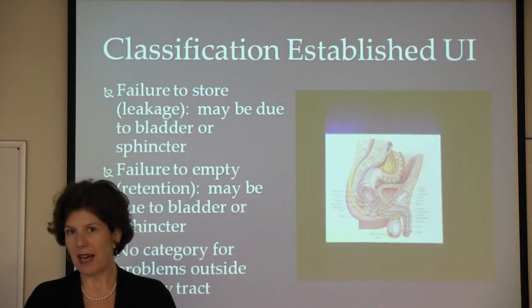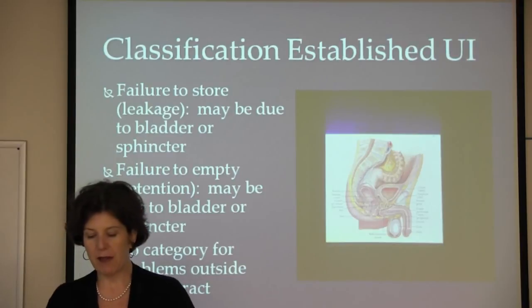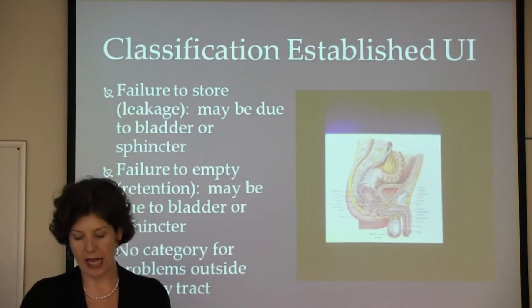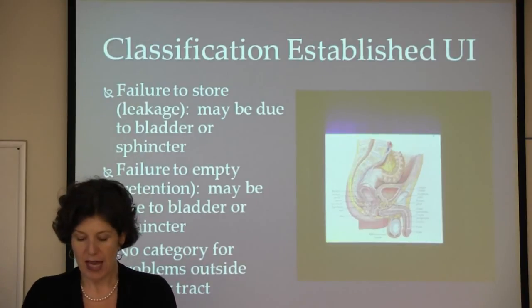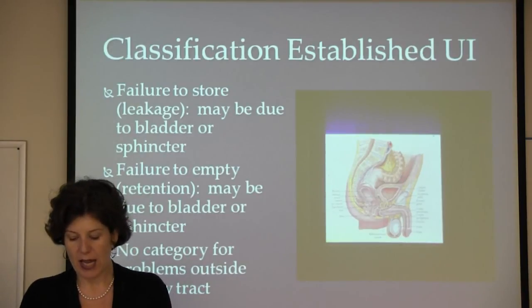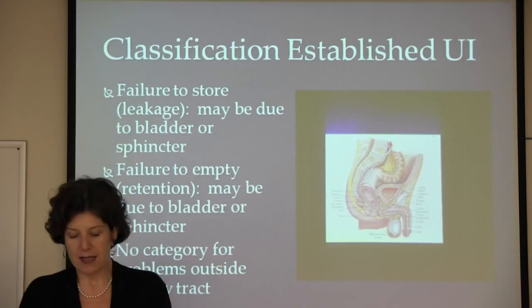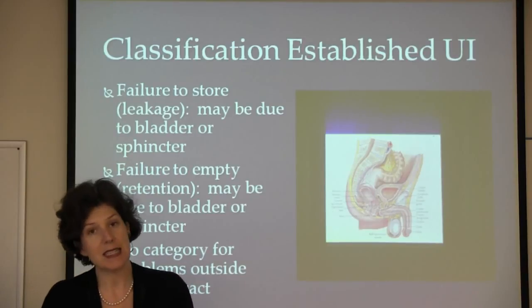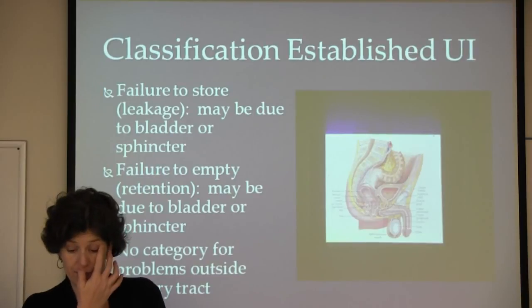When you think of the bladder and the pelvic floor, remember they're working together. There can be failure to store, or you leak. This can be secondary to the bladder or to the sphincter. If the bladder is failing to store, it means the bladder is not contracting appropriately, or it's contracting inappropriately, not at a socially acceptable time. Or it may be due to the sphincter. If it's failing to store, the resistance of the sphincter is less than that of the bladder pressure.